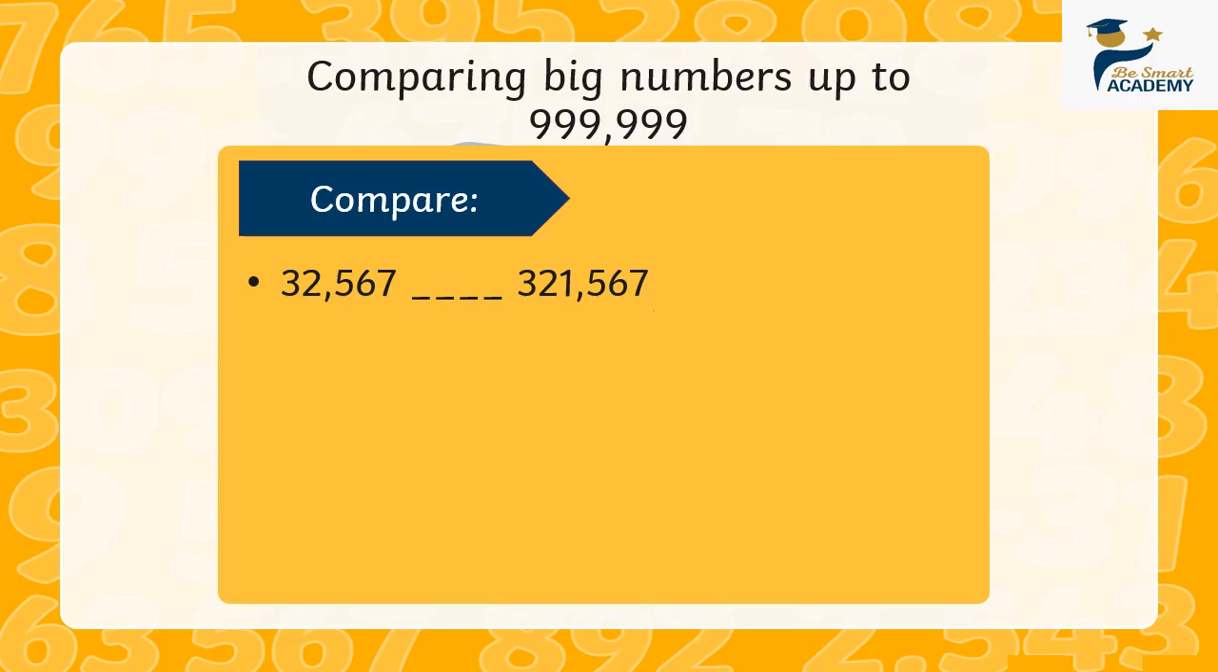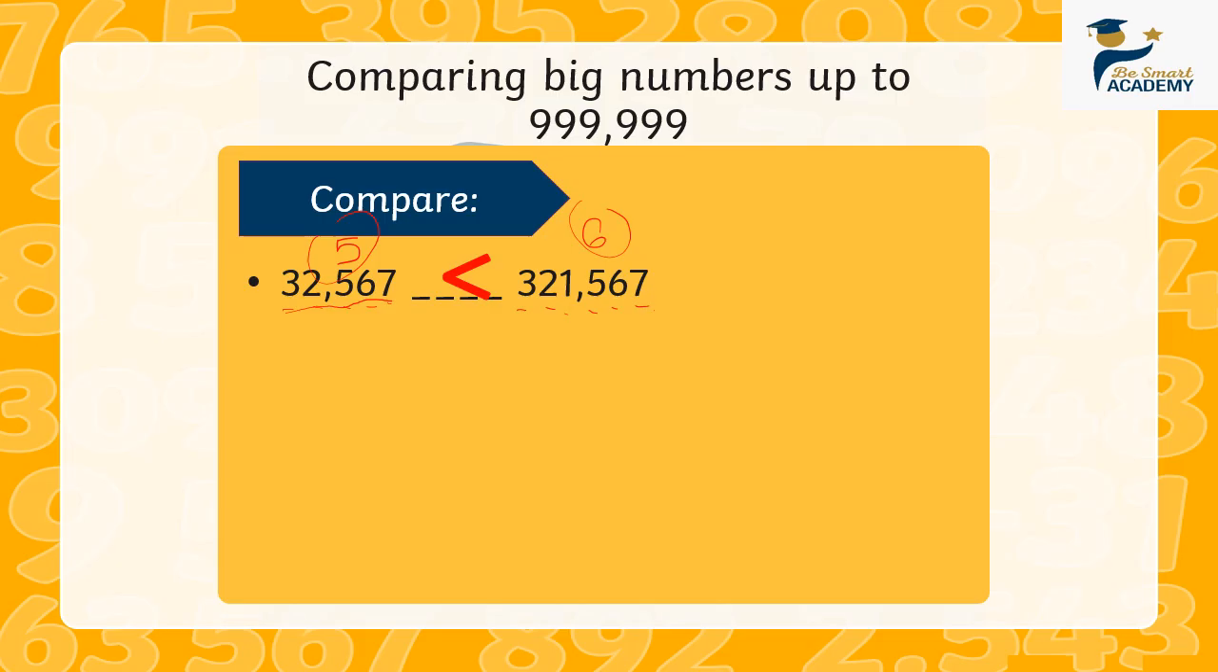We need to follow the rules. So rule number one, I need to count the digits. In the first number I have 1, 2, 3, 4, 5 digits. In the second number I have 1, 2, 3, 4, 5, 6 digits. So clearly the number that has more digits is the bigger number. In this case, 6 is greater than 5, which makes 32,567 less than 321,567. This was an example about rule number 1.